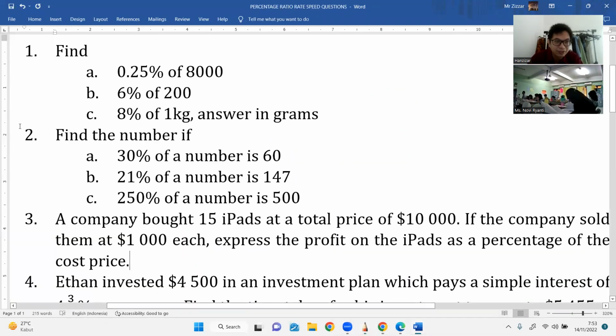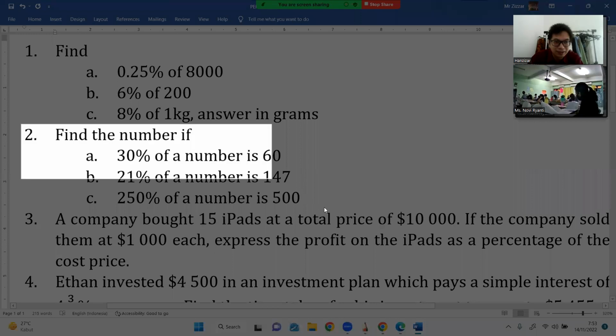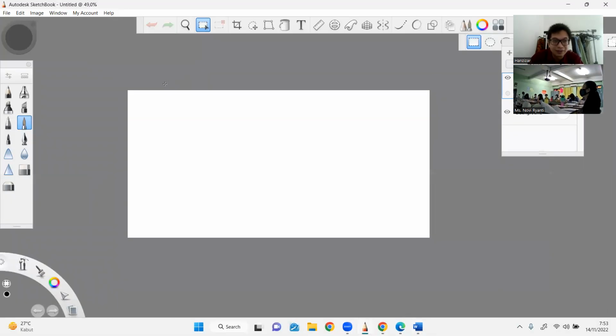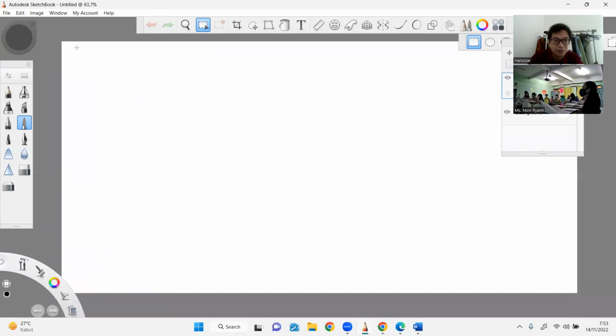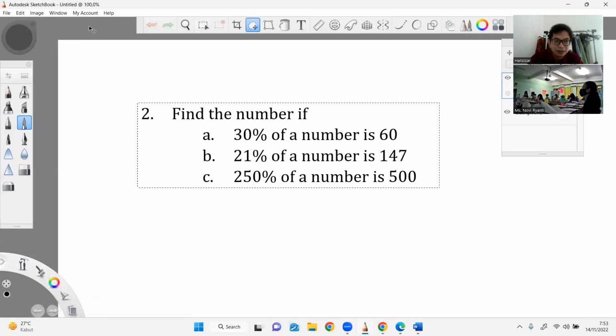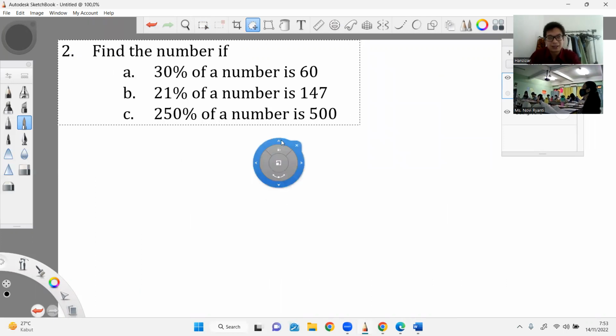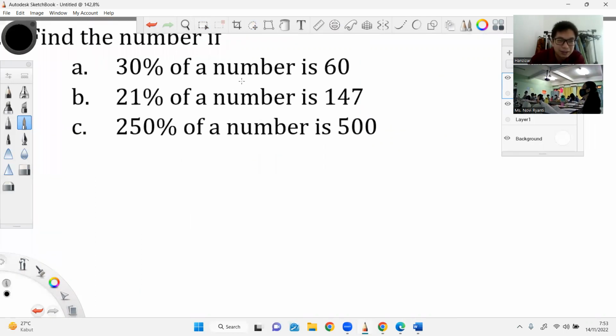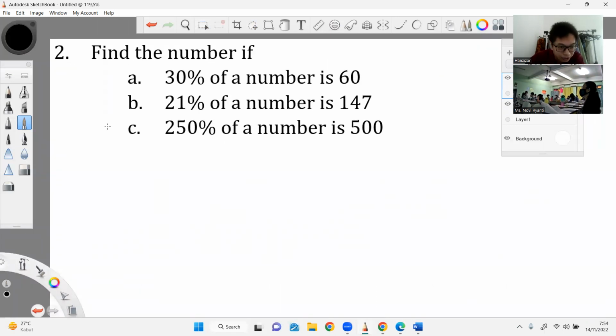Find the number. So this is the reverse percentage. What is reverse percentage? You deal with the percentage in a different, reverse way. You have two formulas here, I give you two options. The first option is like this: 30% of a number is 60. So how do you do this?